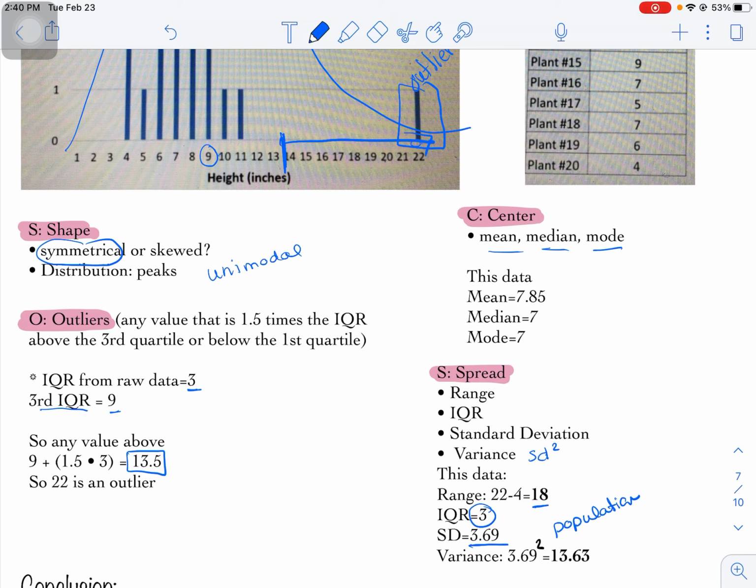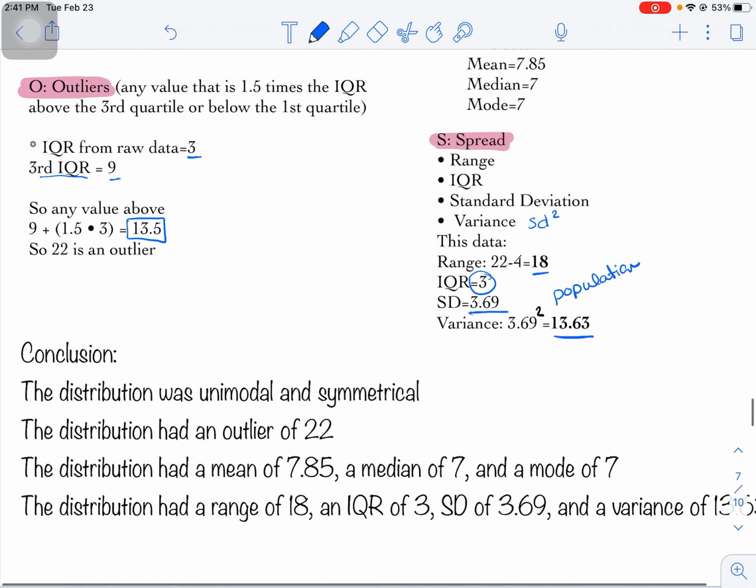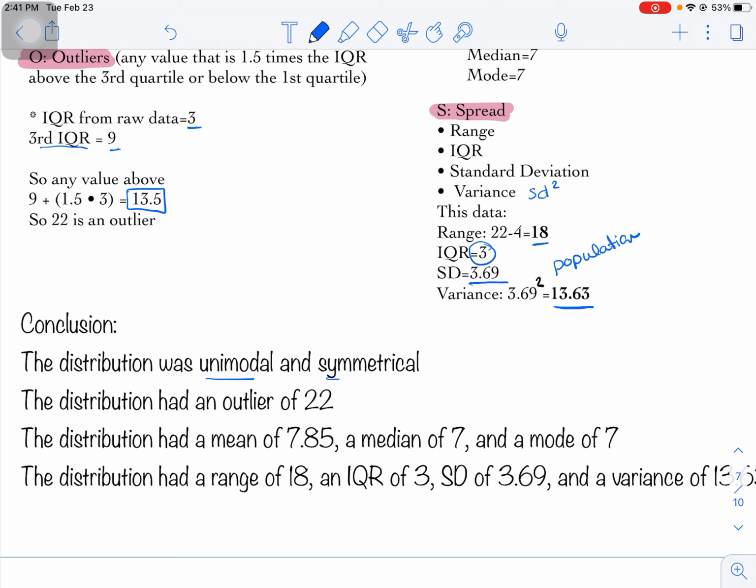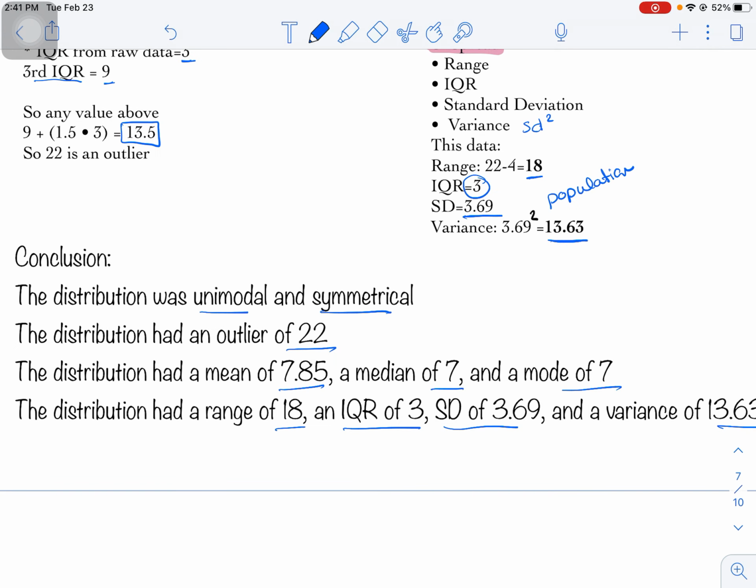And we do all this on a calculator or in Desmos. It does it all for you, and you're going to learn how to do that. Variance is just that standard deviation squared, and so we know our variance is here. So how we would report this after we got all that information is we would say this distribution was unimodal and symmetrical. The distribution had an outlier of 22. The distribution had a mean of 7.85, a median of 7, and a mode of 7. The distribution had a range of 18, an interquartile range of 3, a standard deviation of 3.69, and a variance of 13.63. So that's our conclusion for our data if we were having to report it in a technical sense for someone else.